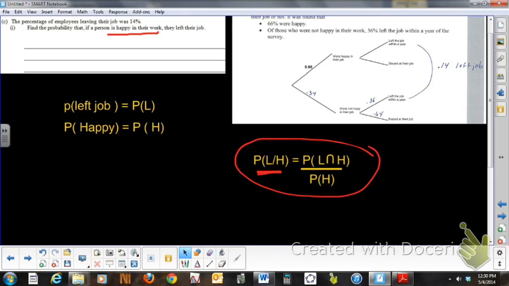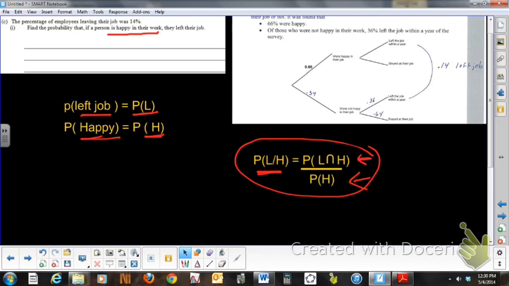The probability that L given H. That L, and we're making L that they left their job, and H that they're happy. So the probability that they left given that they were happy. And we come to learn that the formula looks like this. This is the probability that they left and are happy divided by the probability that they're happy.